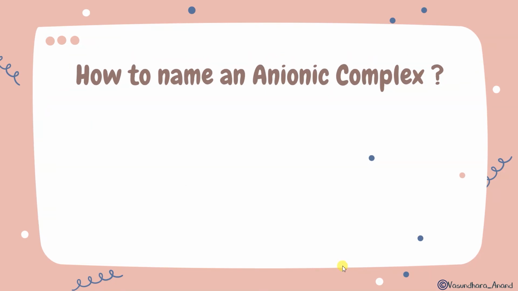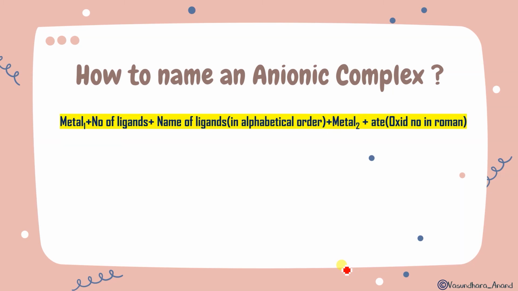So now move to anionic complexes. How to name an anionic complex? Obviously, how do we identify that it is an anionic complex? The first thing, it should have 2 metals, or it should start with the metal and then big brackets will be there, or the complex compound must have a negative charge. So there are 3 ways by which we can identify that it is an anionic complex. So how to name it? There is a format for that.